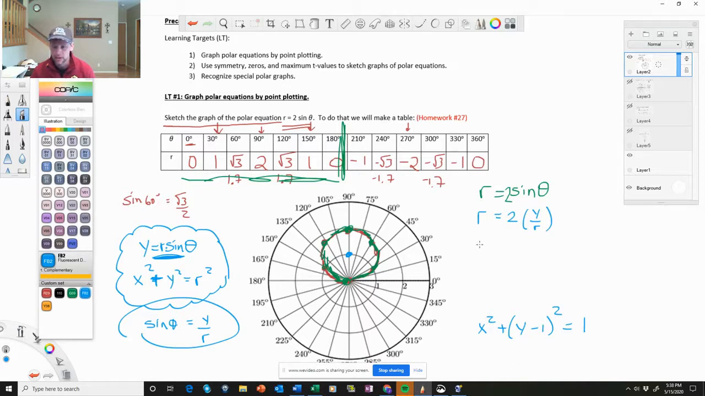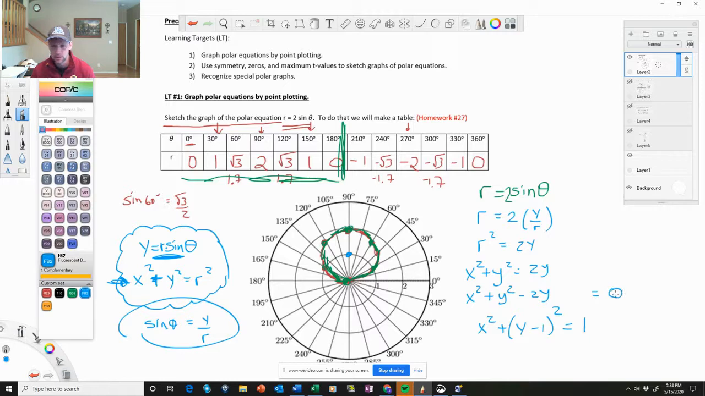All right, let's multiply both sides by r. And now I have an r squared. So I can use this conversion to get rid of the r squared. So I got rid of the theta first, because I want x's and y's, not theta. And I'm getting rid of the r, because I don't want r, I want x and y. So I can have, instead of r squared, x squared plus y squared equals 2y. That doesn't look right. Let's keep going. So x squared plus y squared minus 2y equals 0.